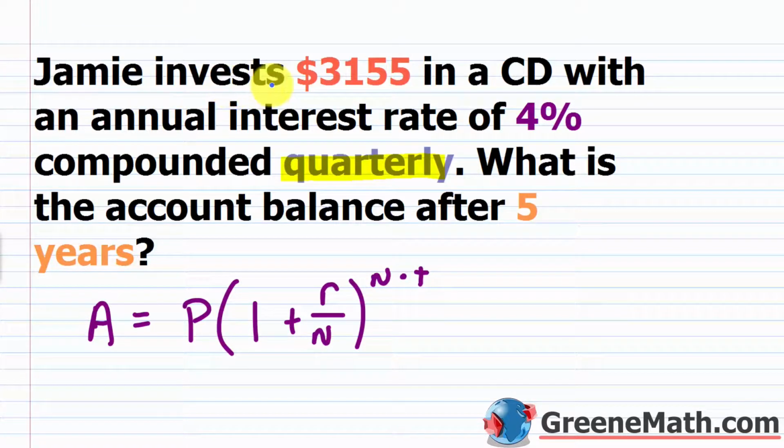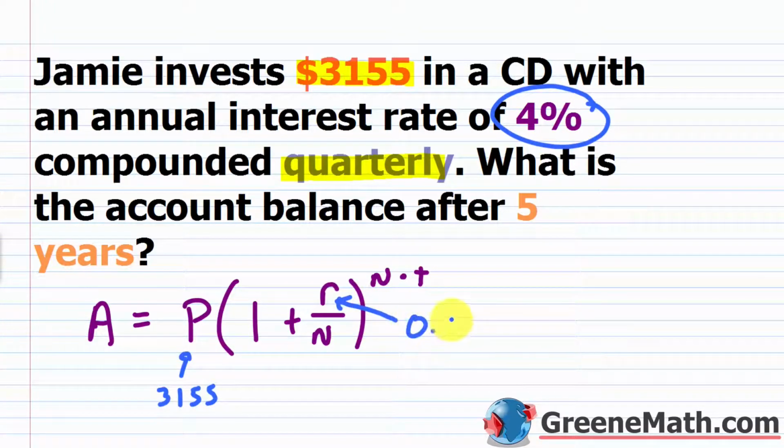So Jamie invests this amount right here, $3,155. That's the current value or the present value of the investment, or you could say the principal. So that's your P. Instead of erasing it, let me just draw an arrow and say this is going to be 3,155. And then when we go over here to R, that's the rate as a decimal. So my rate is right here. It's this 4%. As a decimal, let me draw an arrow. This is going to be 0.04.